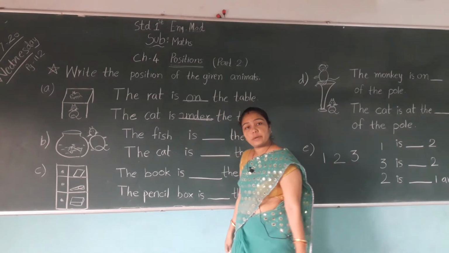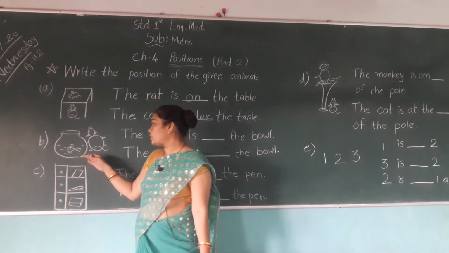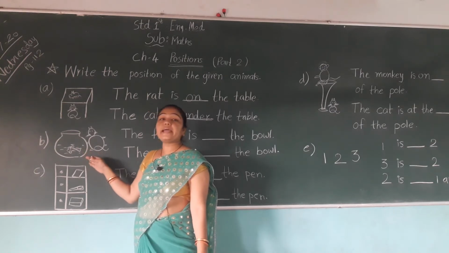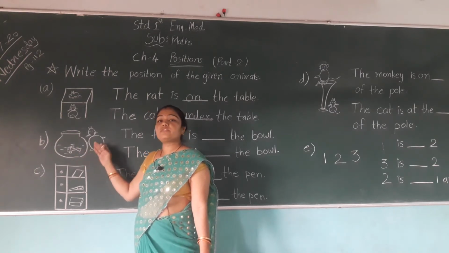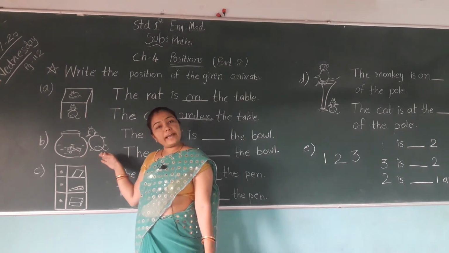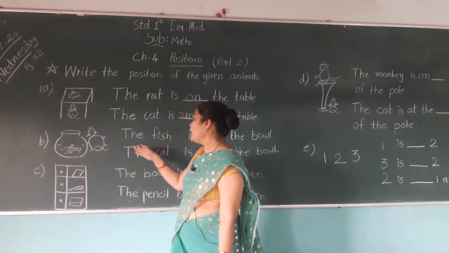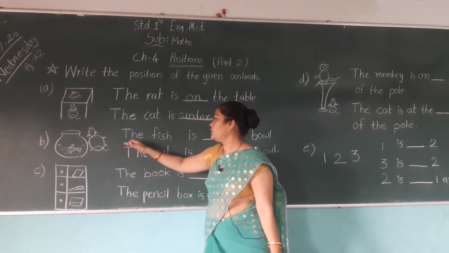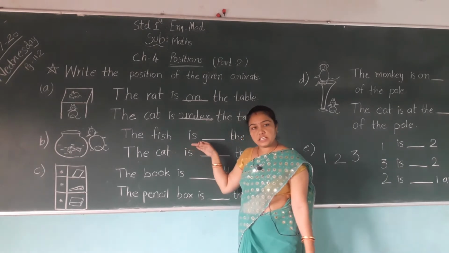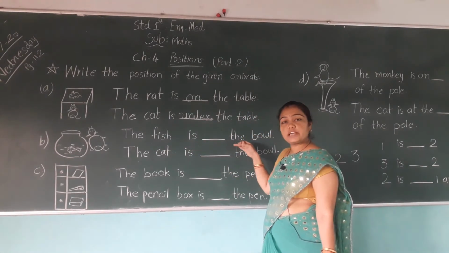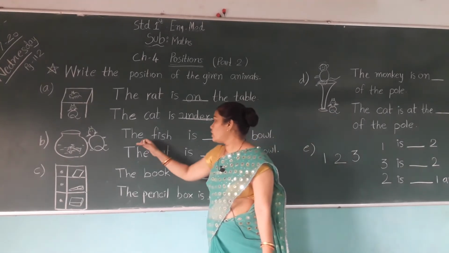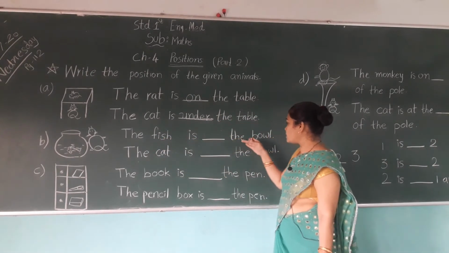Now next B. Look at this picture. What is there? One bowl is there. Inside the bowl there is one fish, and outside the bowl one cat is there. Okay. Now read the blank. T-H-E, the. F-I-S-H, fish. I-S, is dash the bowl. The fish is dash the bowl.